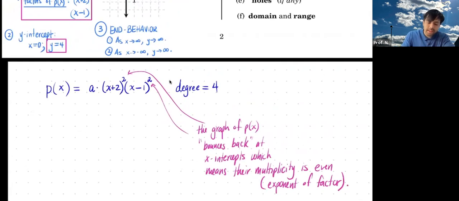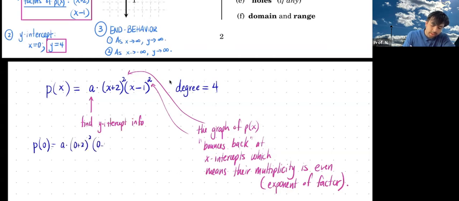And then finally, to find what the a value is, I must use the y-intercept information. So what's the y-intercept information? Well, if I plug in 0, I get a times 0 plus 2 squared times 0 minus 1 squared. The result should give me 4. 0 plus 2 squared is 2 squared, which is 4. 0 minus 1 is negative 1. Negative 1 squared is positive 1. So you get 4a equals 4. So then a equals 1 in this case.